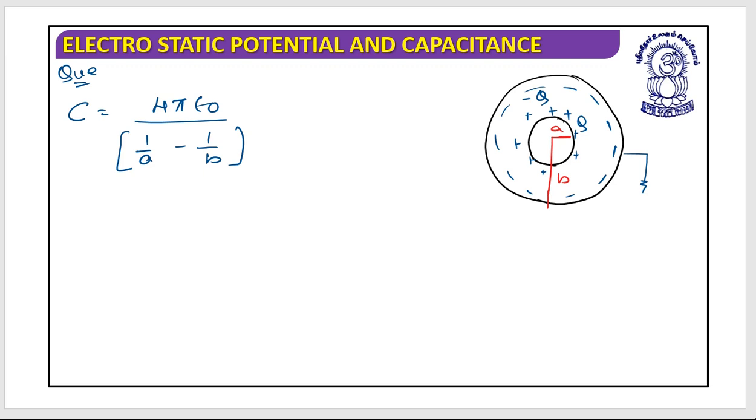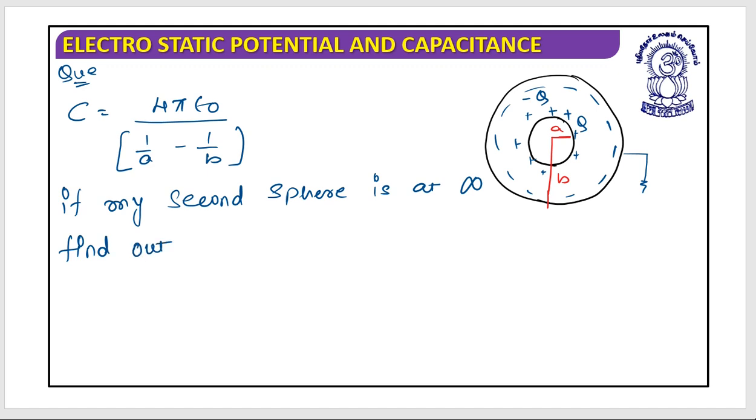Now please listen and try to understand this. If my second plate, or my second sphere, is at infinite distance, find out the new capacitance of the system. This is what they require: if my second sphere is at infinite, find out the new capacitance.